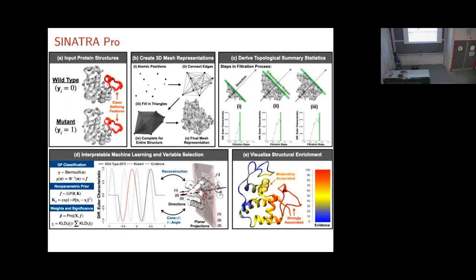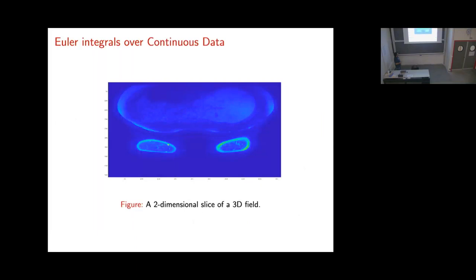Okay, we've extended this to apply to protein structure, which I will just show you a picture of. Wild-type and mutant: take the atomic positions, construct a mesh from it, do the Euler characteristic transform. Here, we use a slightly different Gaussian process model, and then we use a very, very similar reconstruction algorithm, and you can visualize the structural enrichments, for example.